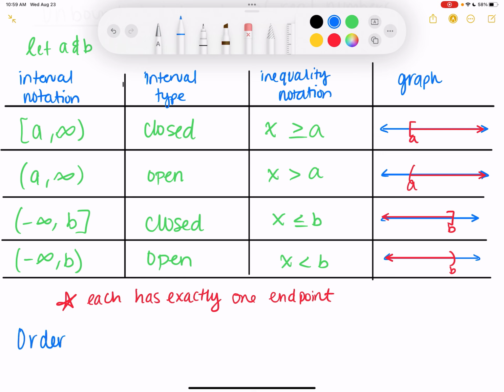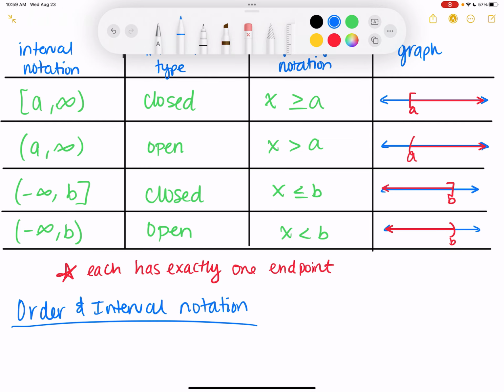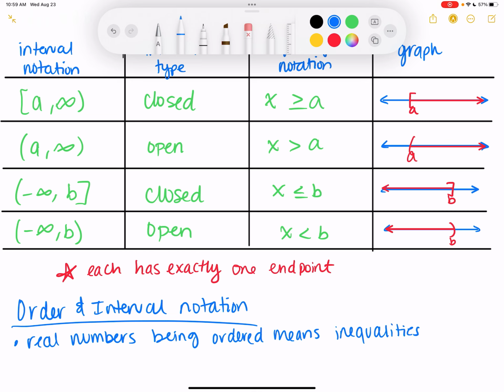So the next thing is order and interval notation. So real numbers being ordered means inequalities can be used to compare real numbers.